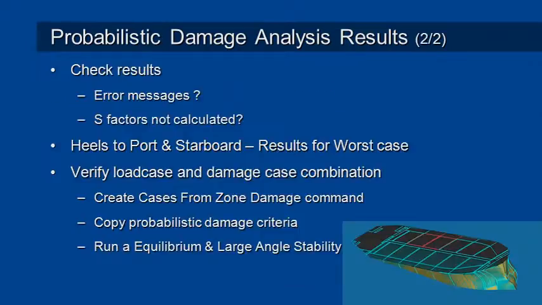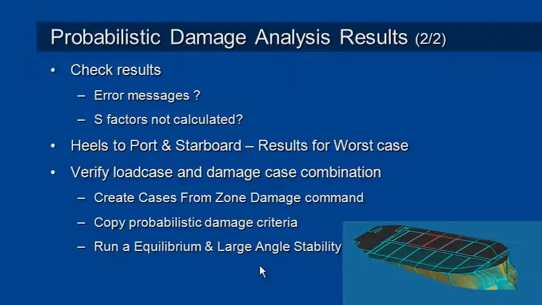So what happens if you have a problem? You should check through the results and look for any error messages. So scroll through the results table and look for error messages in the status column and see if there are any damage situations for which the S factors have not been calculated. Make sure that you have considered heeling in the worst case direction. So if in doubt, run the heel directions in both directions.